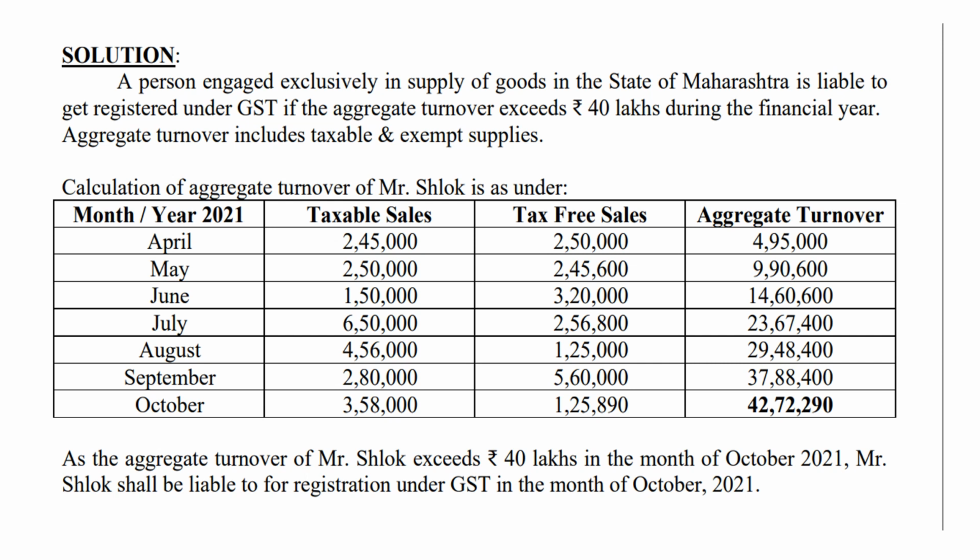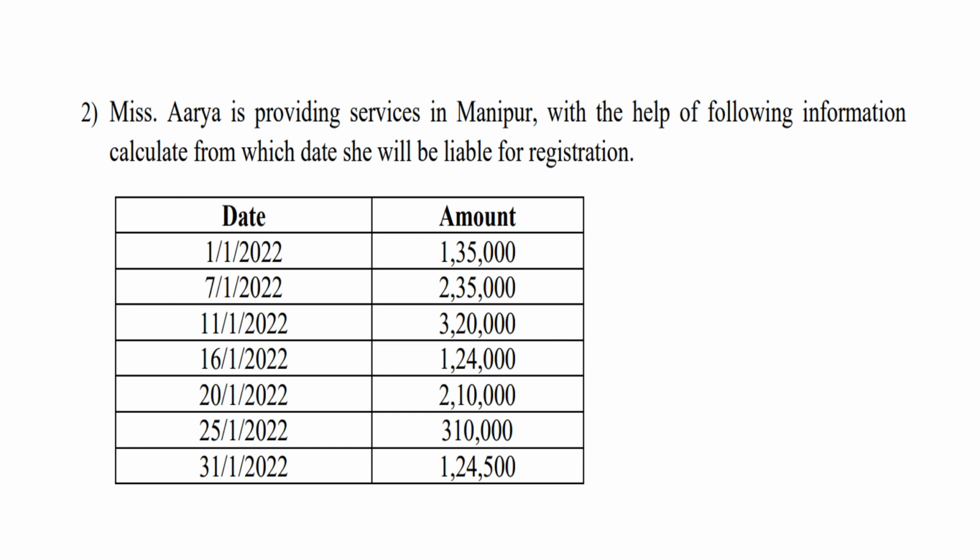So this is your solution. As the aggregate turnover of Mr. Slok exceeds rupees 40 lakhs in the month of October 2021, Mr. Slok shall be liable to register under GST in the month of October 2021. Okay, so this was the solution for your problem sum number 1. Then let's see problem number 2.